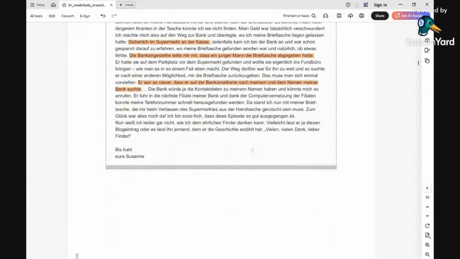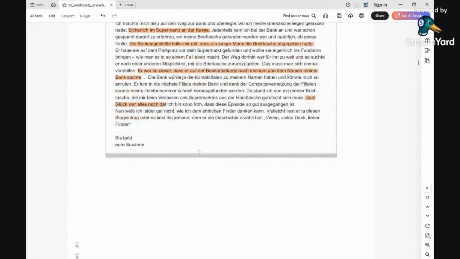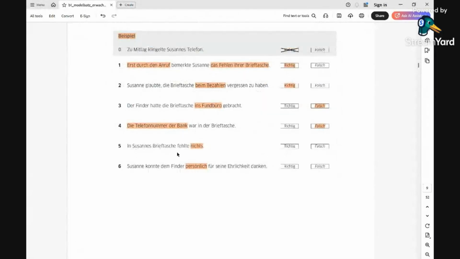We're going to read from where we left. Da stand ich nun mit meiner Brieftasche, die mir beim Verlassen des Supermarktes aus der Handtasche gerutscht sein muss. Zum Glück war alles noch da. So I'm going to underline this part. Zum Glück. This is luckily. Zum Glück war alles noch da. Luckily, everything was there. So this statement confirms, in Susannes Brieftasche fehlte nichts. Nothing was missing. So, richtig.